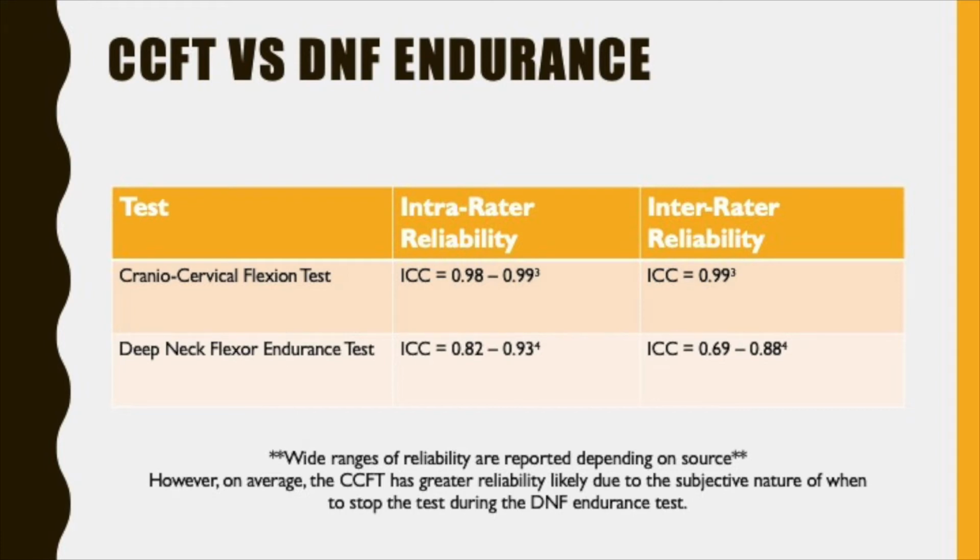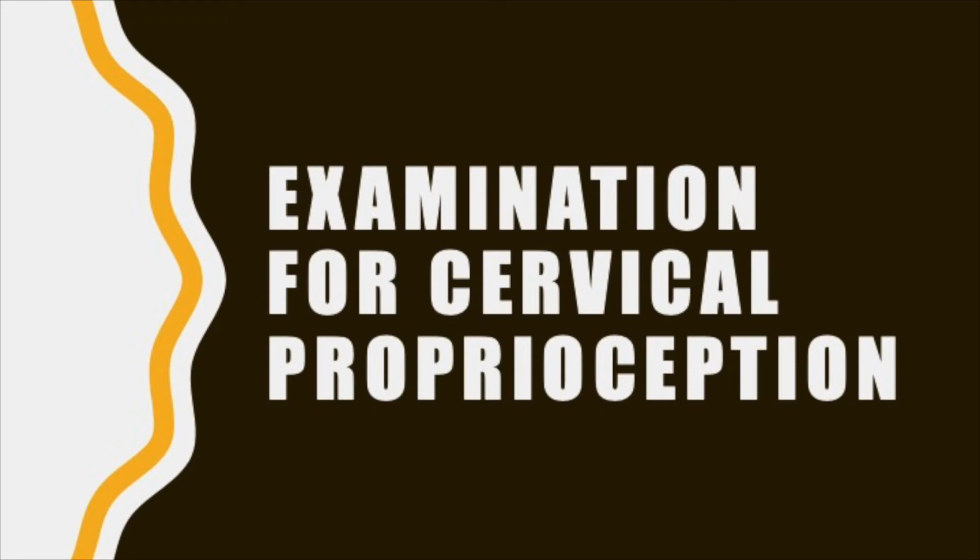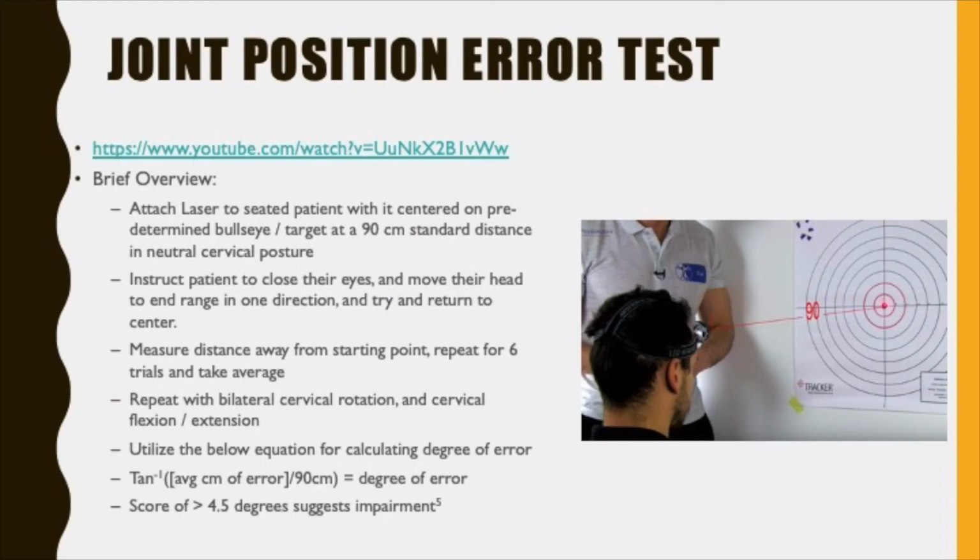So now that we've dealt with examining the cervical musculature, we'll move on to examining the neurological structures of the cervical spine. The joint position error test is a way to examine cervical proprioception. Again, I've attached a YouTube link for a fantastic video from PhysioTutors. And again, this test is indicated for patients that have chronic neck pain related to a whiplash disorder, or potentially neck pain related to dizziness.